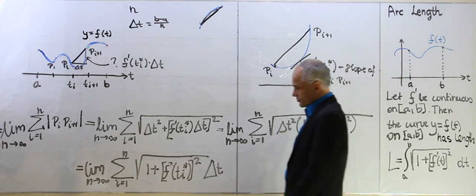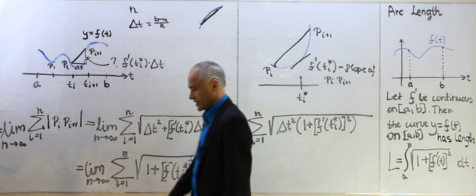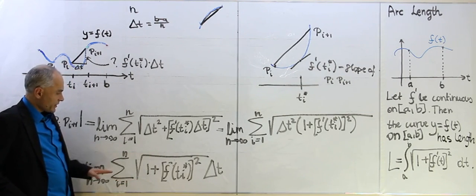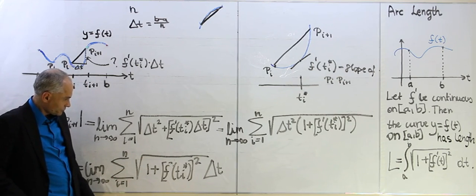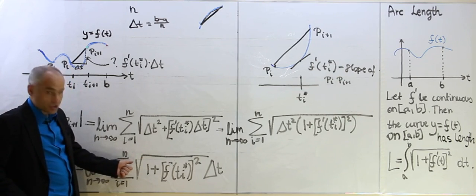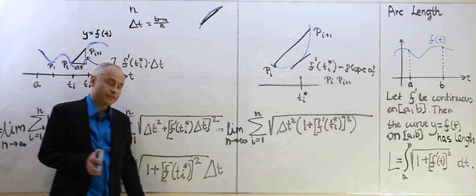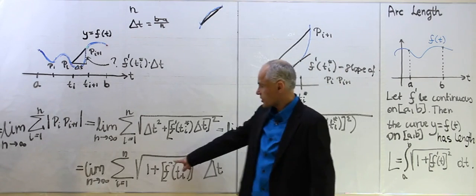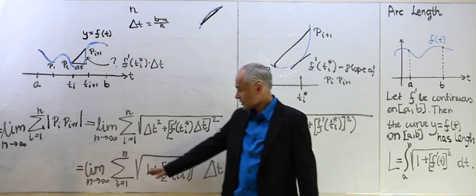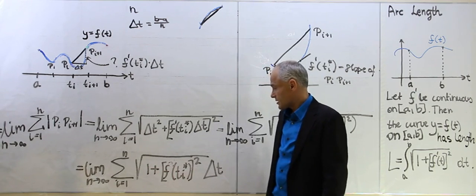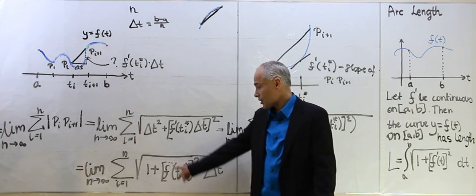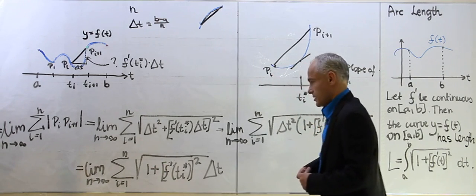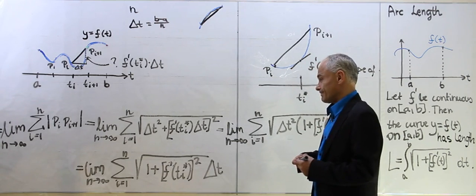So notice that this is reminiscent of something we've seen before many times in Calculus 1. This is actually the limit of a Riemann sum. The Riemann sum of the function, which is the square root of 1 plus f prime of t squared. So that's a new function. You can call the function g, and then you have the limit of the Riemann sum of g.